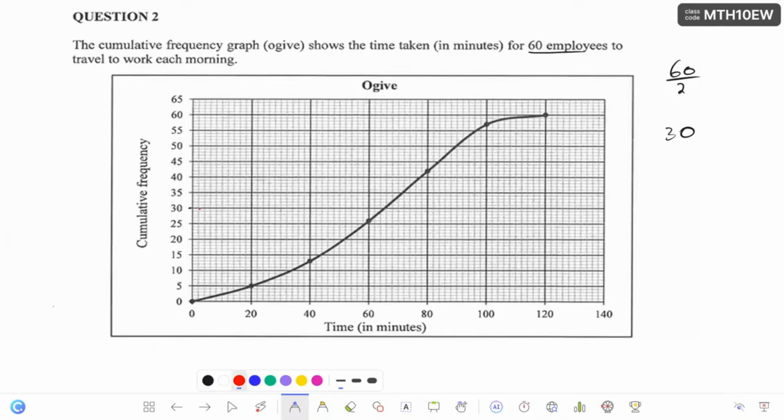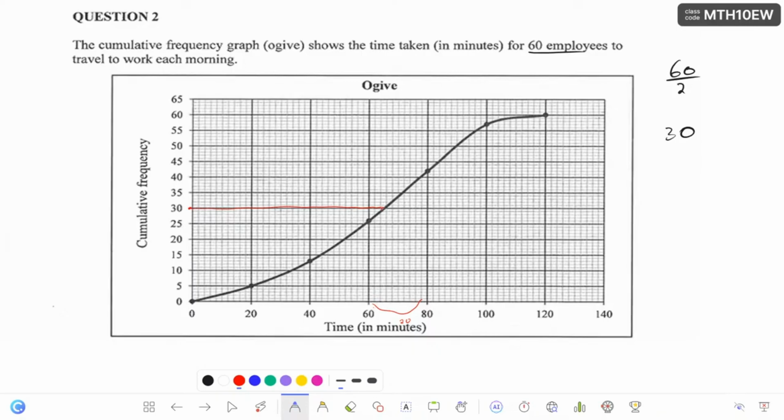We need to find by how many minutes these people travel. So you're going to locate here, and then after, we need to calculate the intervals. Since the difference here is 20, I'm sure they use 2, 4, 6. Let me check: 2, 4, 6, 8, 10, 12, 14, 16, 18, 20. Yeah, so they use the interval of 2, 4, 6, 8, 10.